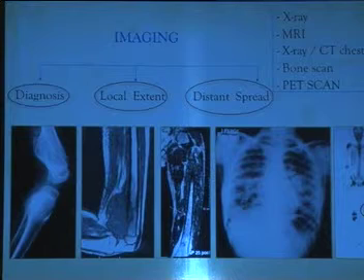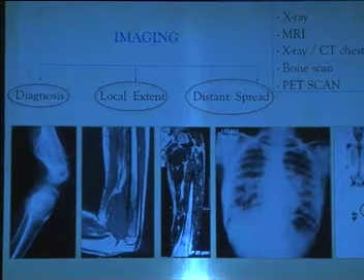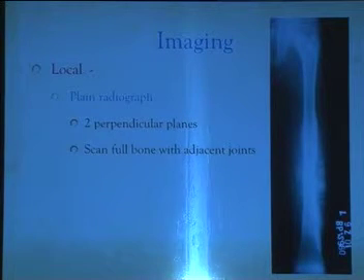Coming to imaging, imaging gives us three very, very important things which have already been discussed, but just to enumerate: the diagnosis, the local extent of the disease, and the distant spread. If we look first at the local extent of the disease, first and foremost, as we discussed in the morning, but I am repeating it because it is so important, X-rays taken in two perpendicular planes scanning the full bone can give you a lot of information.